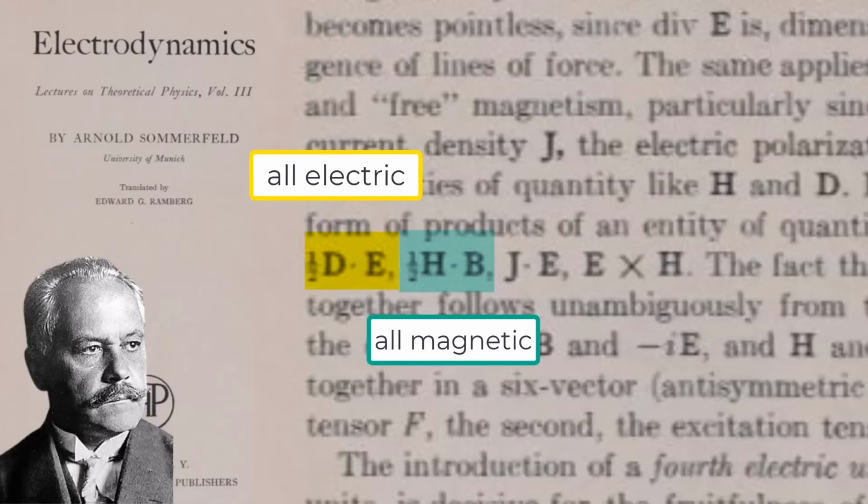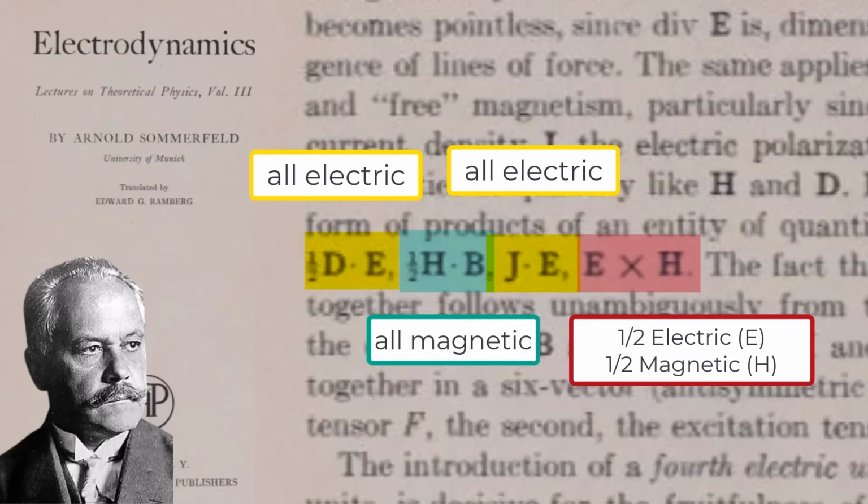Note that Maxwell's energy equations, 1/2 DE and 1/2 HB, only match electric fields, D and E, or match magnetic fields, H and B. And the power per volume lost in a DC circuit, J dot E, matches the electric current per area, J, and the electric E field. It's only Poynting's vector, S equals E cross H, which matches an electric E field with a magnetic H field.